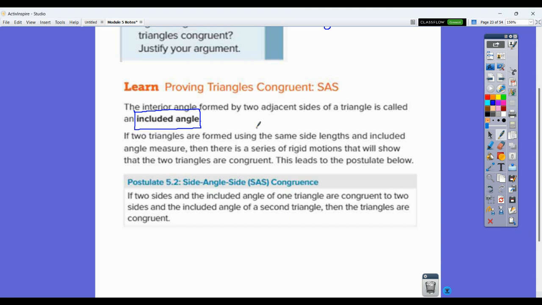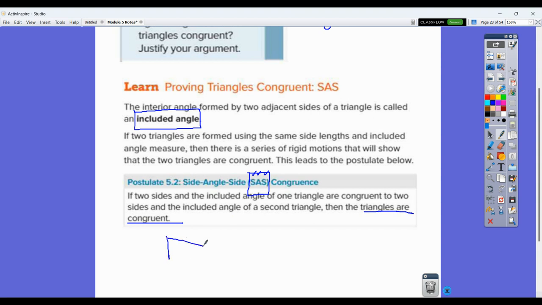So if two triangles are formed using the same side lengths and included angle measure, then there is a series of rigid motions that will map them onto each other, which leads to the SAS congruence postulate. Again, a reminder, SAS proves triangles congruent. So you have to have three statements prior to this that say that you have a set of sides, a set of angles, and a set of sides that are congruent. And in the diagram, you have to be able to see that that angle is included between those two sides.